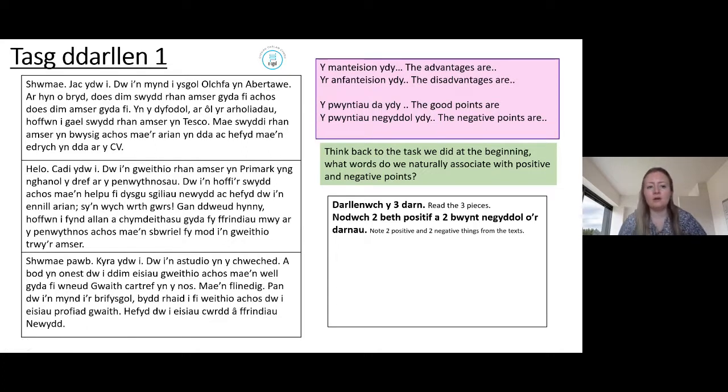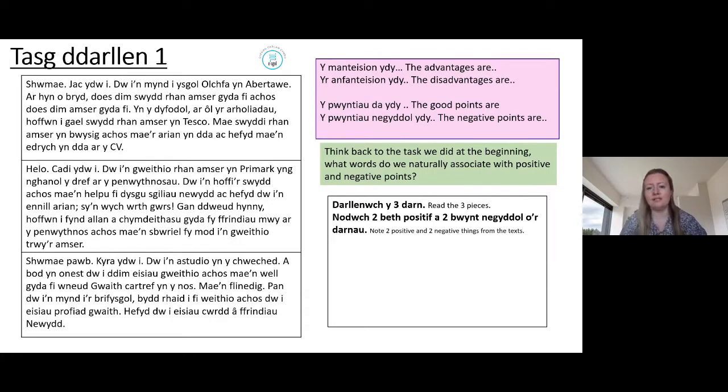Okay, so I'll read you out what Jack says. So Jack says, Shwmae, Jack ydw i. Dwi'n mynd i Ysgol Olchfa yn Abertawe. Ar hyn o bryd, does dim swydd rhan amser gyda fi, achos does dim amser gyda fi. Yn y dyfodol, ar ôl yr arholiadau, hoffwn i gael swydd rhan amser yn Tesco. Mae swyddi rhan amser yn bwysig, achos mae'r arian yn dda, ac hefyd mae'n edrych yn dda ar y CV.